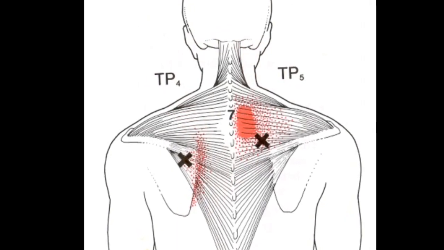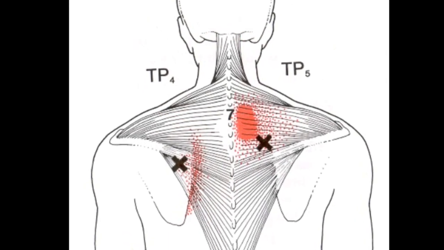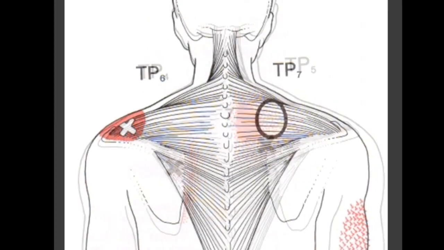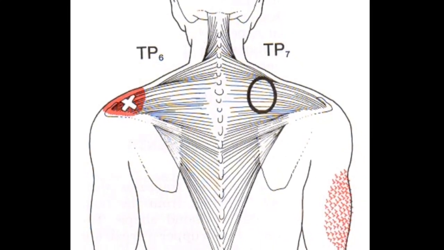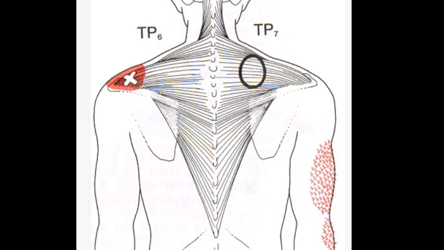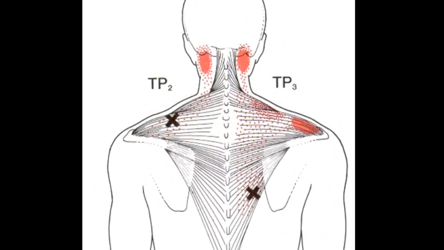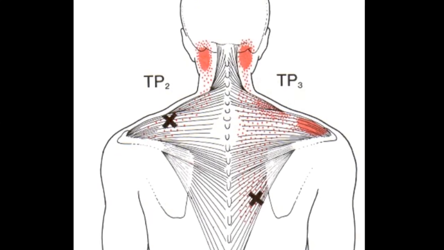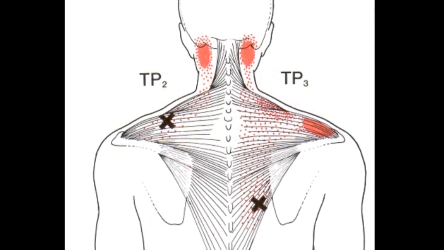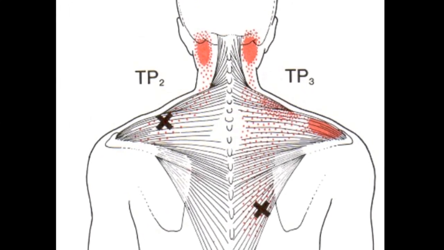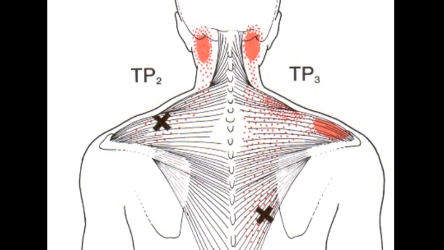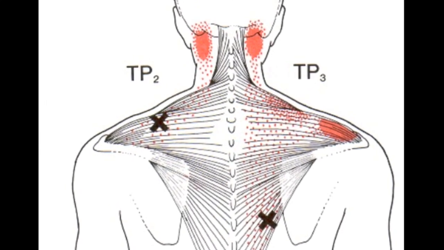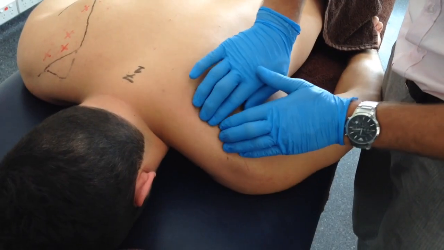Trigger point activity in the middle fibres of trapezius can refer pain into the interscapular region and out towards the acromion process. Trigger points in the lower fibres of trapezius may refer pain to the posterior cervical and mastoid region, out towards the acromion process, with some spillover into the interscapular region.